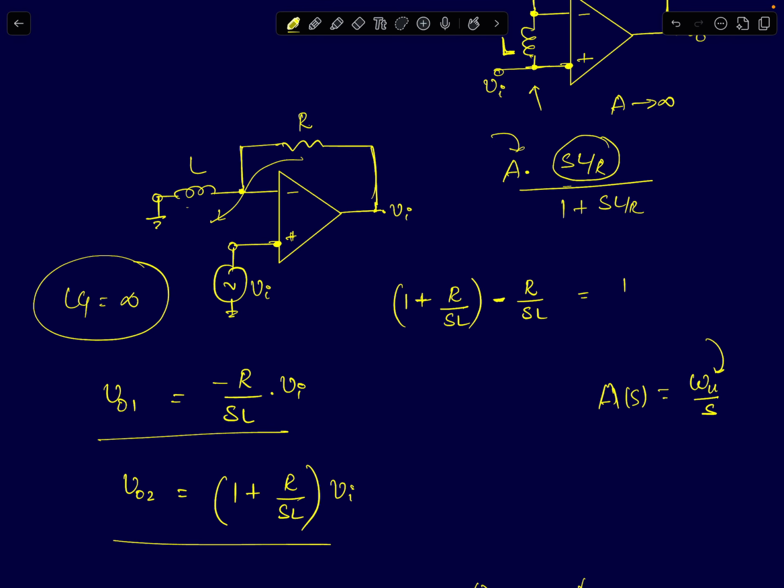So your A of S is given by omega u by S, right? I told you guys that it can be approximated as a first order response, like an integrator. So the DC gain happens to be infinity. After that, the gain starts falling off.